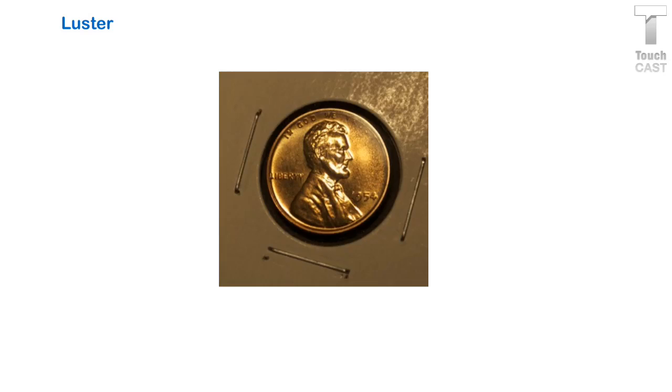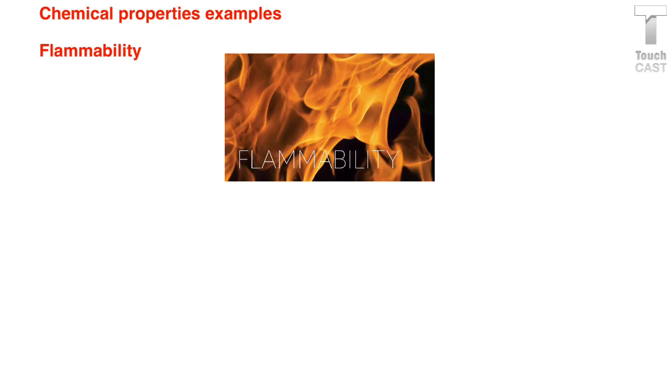The last one we're going to look at is luster. Luster is something that's shiny. And this has to do with metal as well. So anything that's shiny in a metal is going to have luster. Here are some examples of chemical properties. The first one is flammability. It's the ability to catch on fire.